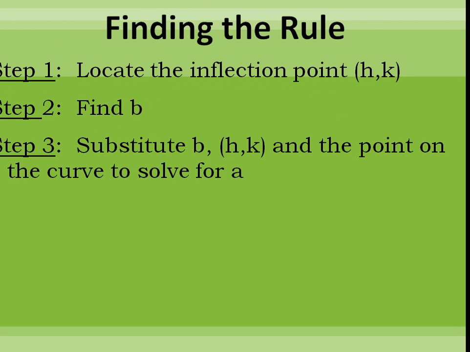Step 3, substitute the b, your h and the k, and the point on the curve, because that's your x and your y, to solve for a. And the last step is to deduce the rule. So, finding the rule is not that difficult. It's going to be a lot of algebra, but the problem with this is that there's going to be algebra in terms of trigonometry.